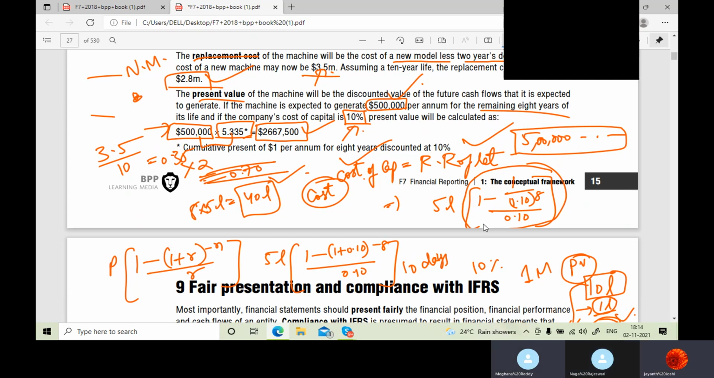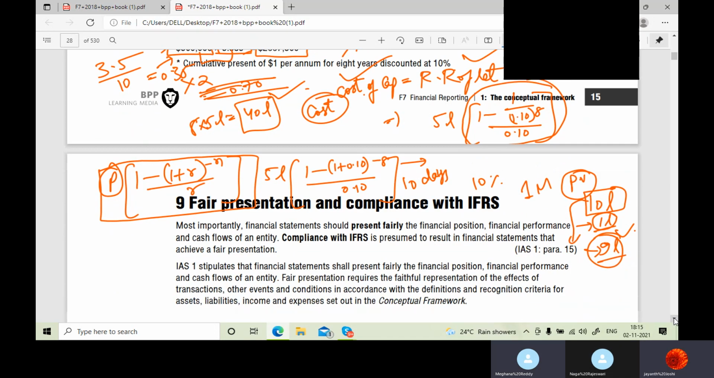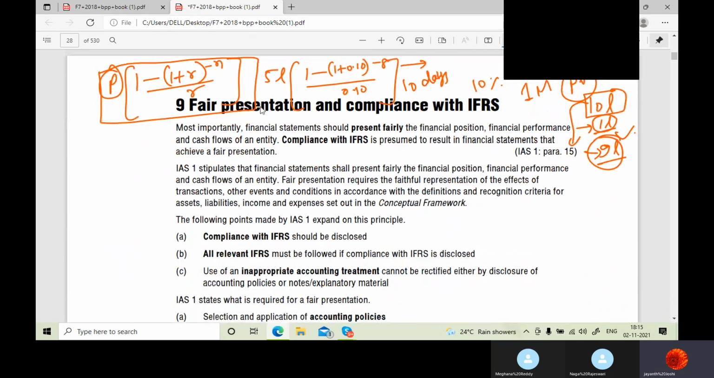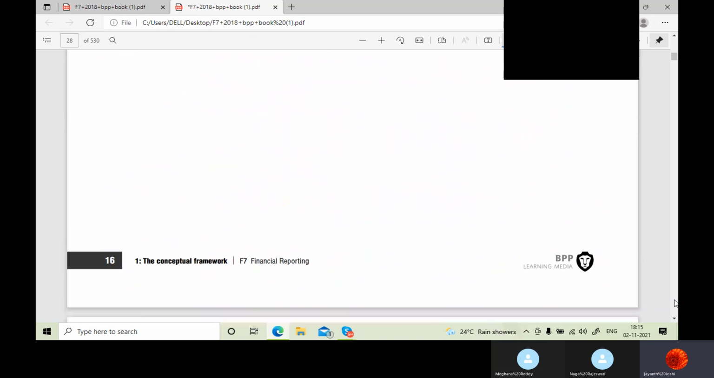So this formula is for what, sir? This is the present value of annuity formula. To find out the annuity value, this is the formula we use. P is nothing but this 5 lakhs. You can use the bracket part to find out this factor. And when you prepare the statements, you have to comply with IFRS. That is what they have said.